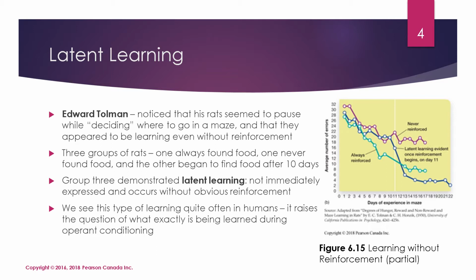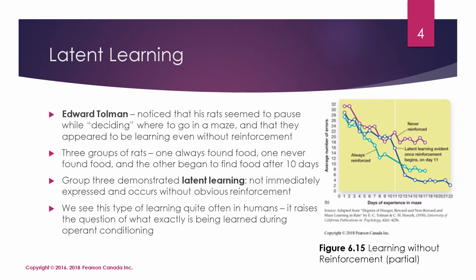So we had 3 different groups of rats. One that always found food. So from day 1, there was always a treat in the center of the maze. The second group never found food, so there was never a treat in the middle of the maze. And then the third group began to find food only after 10 days had already elapsed. So essentially what he saw is that even though within those first 10 days that third group weren't being reinforced at all, they still appeared to be learning.